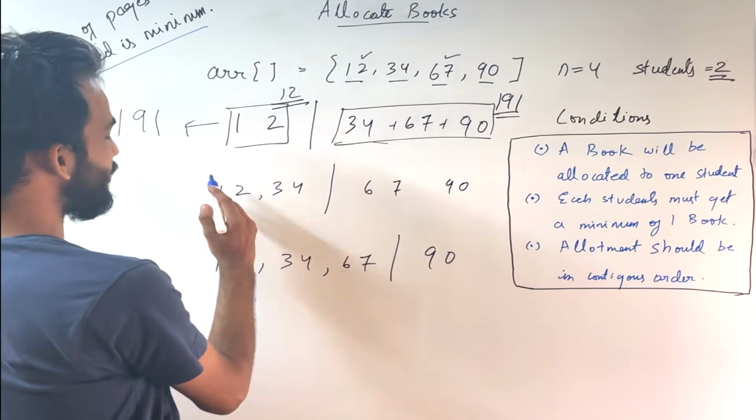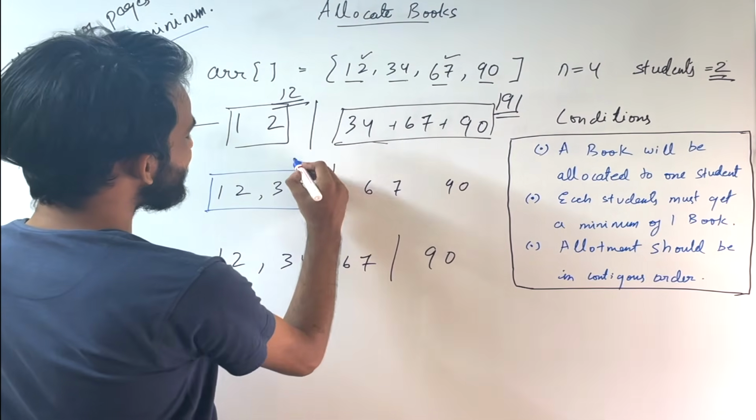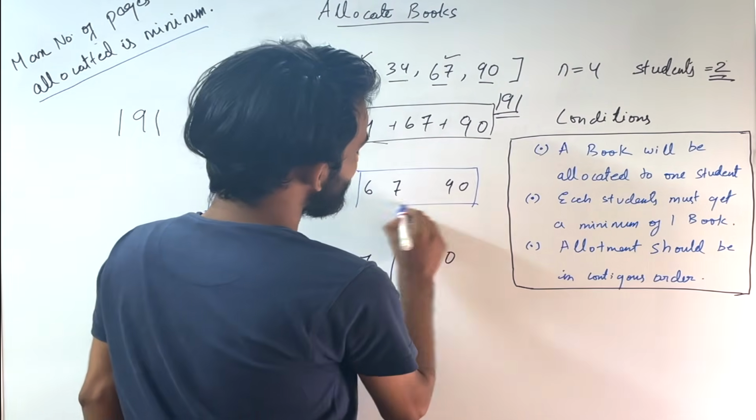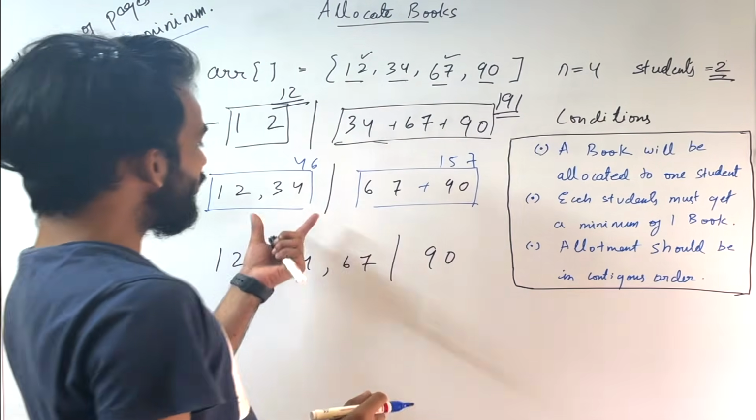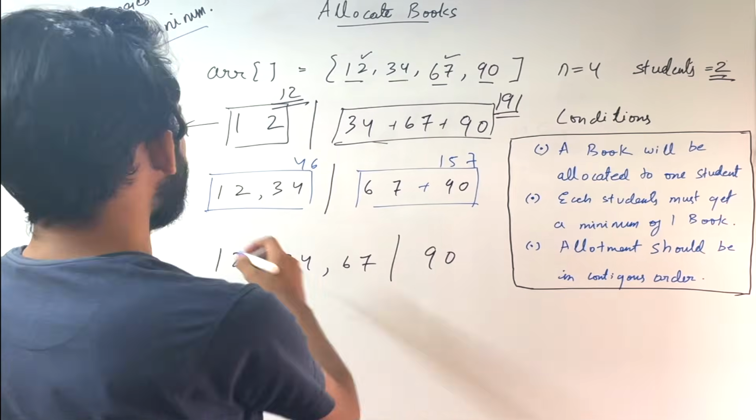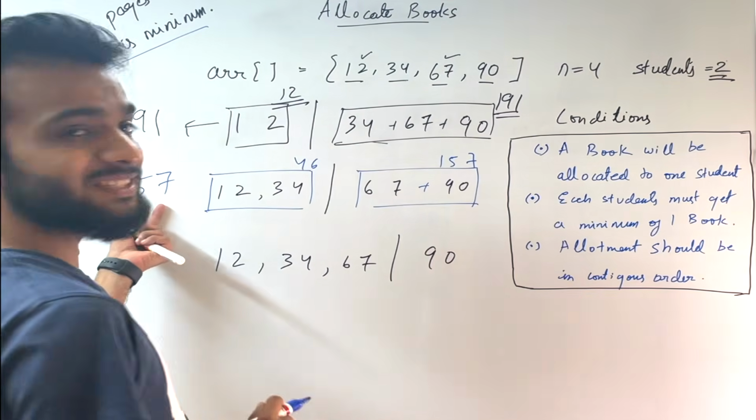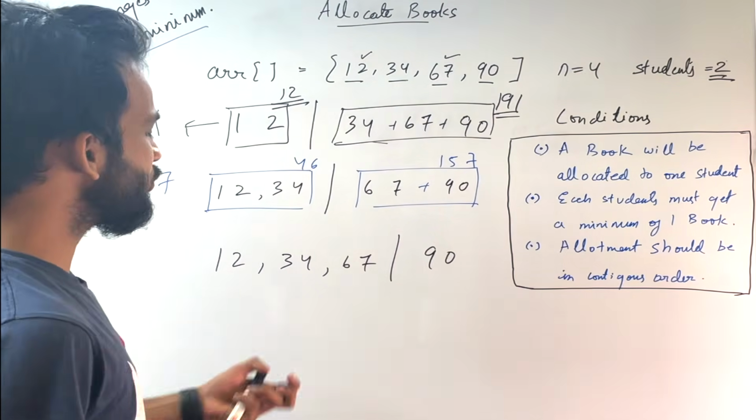So if I look at this allocation, this is nothing but 46, and this allocation is 64 plus 90, that's 157. So out of these two allocations, which is the maximum? Obviously 157 is the maximum, correct? Let's check out this allocation.